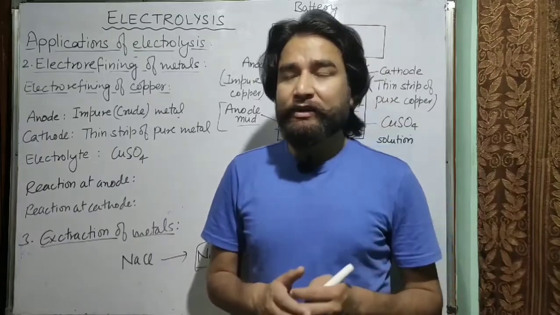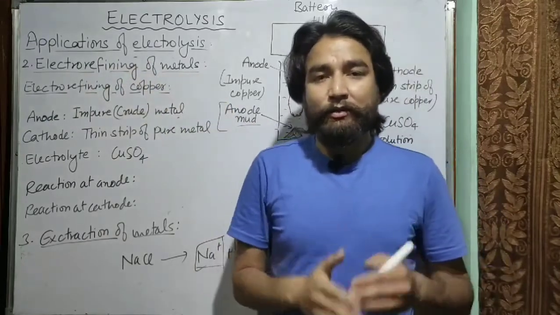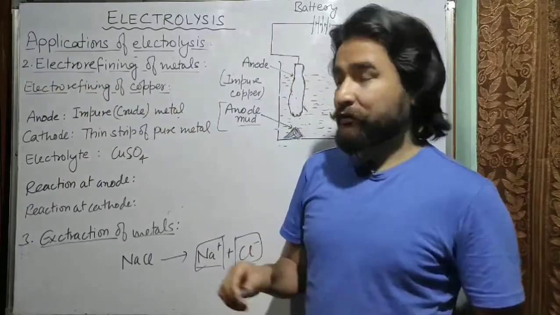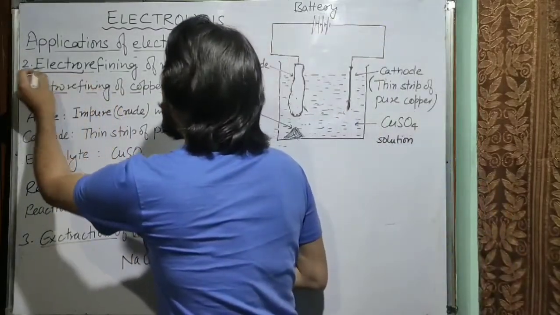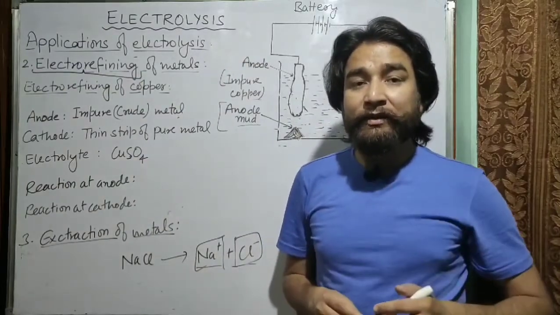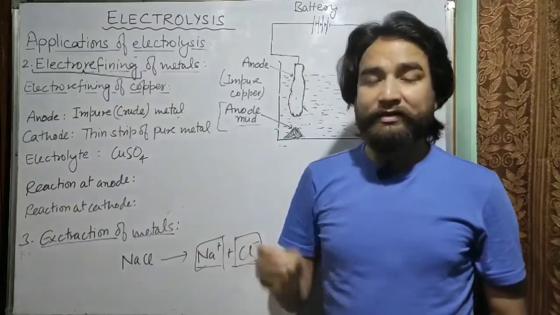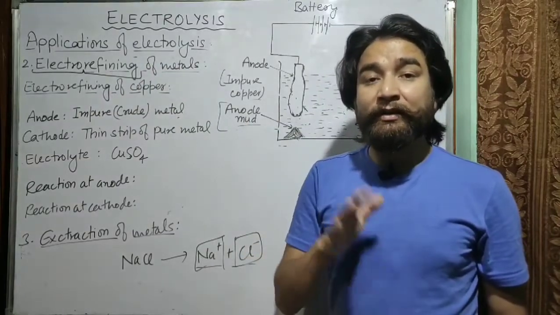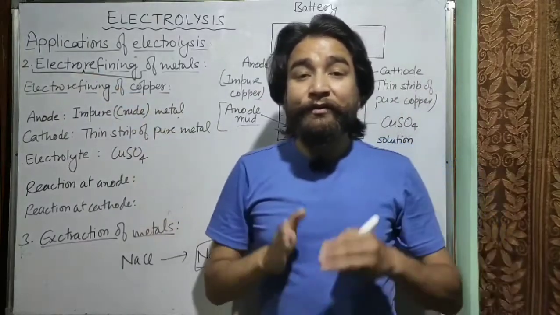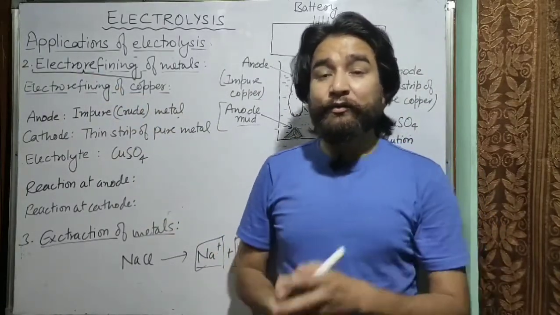The next application of electrolysis is electrorefining of metals. So now again the question is, what is the meaning of electrorefining? First of all, refining means purification. So if we are talking about refining of metals, that means we are purifying the metals, and because we are talking about electrorefining, purification of metals with the help of electrolysis is known as electrorefining.